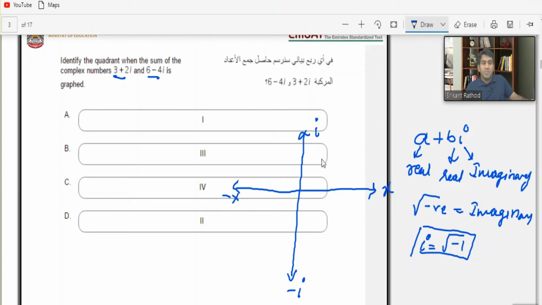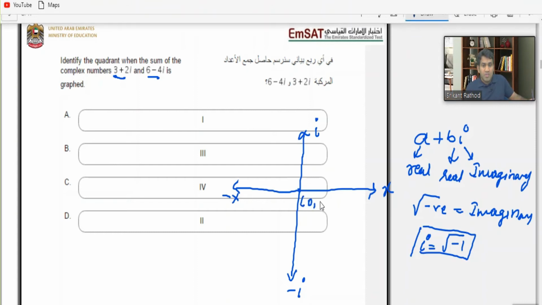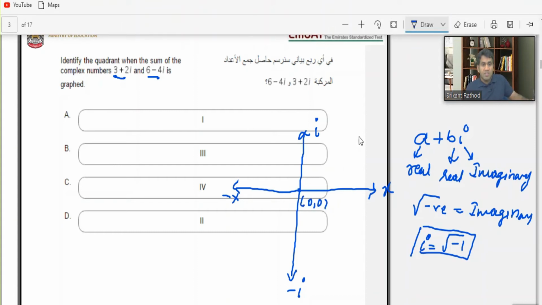The y axis we represent in the complex number as the imaginary axis. The x axis is the same as before, and this point we say is the origin, which is always represented as 0 comma 0. This is called the first quadrant, this is the second quadrant, this is the third quadrant, and this part is called the fourth quadrant. In the first quadrant, both the value of x and the imaginary should be positive, meaning both the values of x and y are positive.